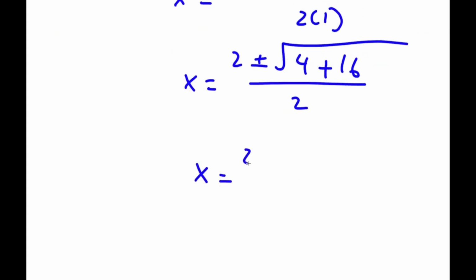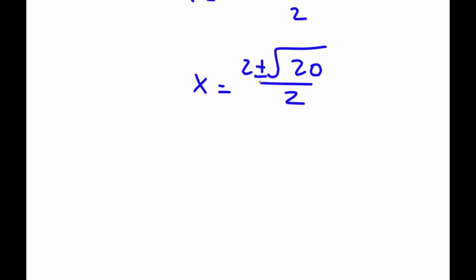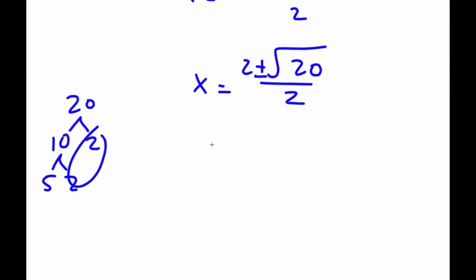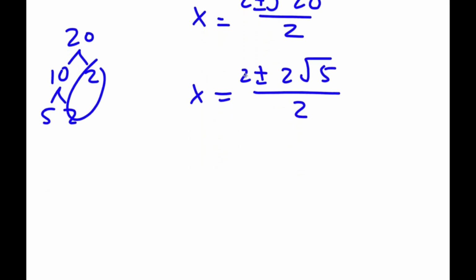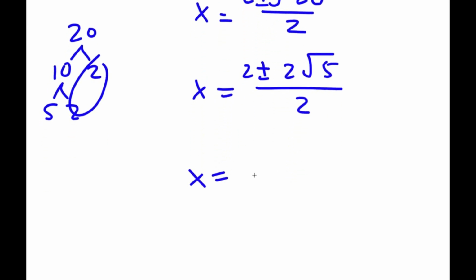Now I have x is equal to 2 plus or minus the square root of 4 plus 16, which is 20, over 2. And now the square root of 20 is equal to the square root of 10 times 2, which is equal to the square root of 5 times 2. So now 20 is equal to 2 root 5, over 2. So now if I divide both of these by 2, 2 divided by 2 is 1, so I have 1 plus or minus, these two cancel out, so the square root of 5.